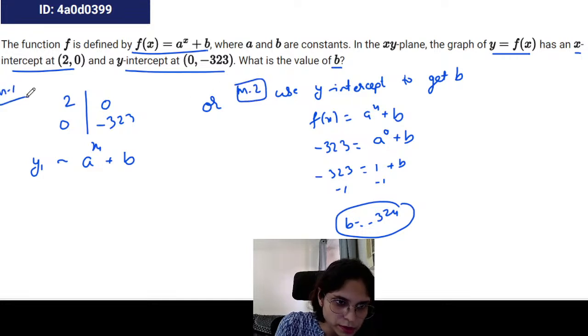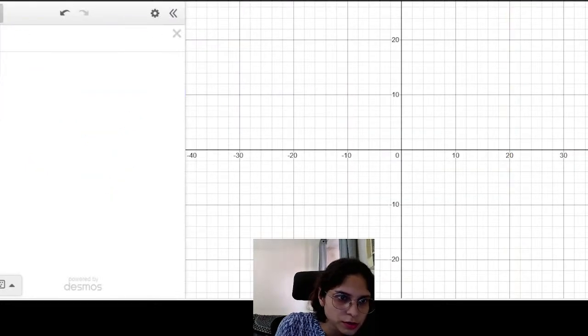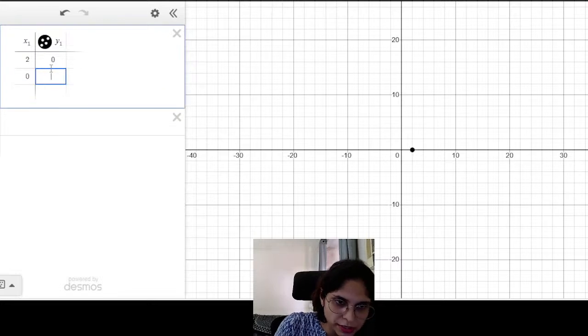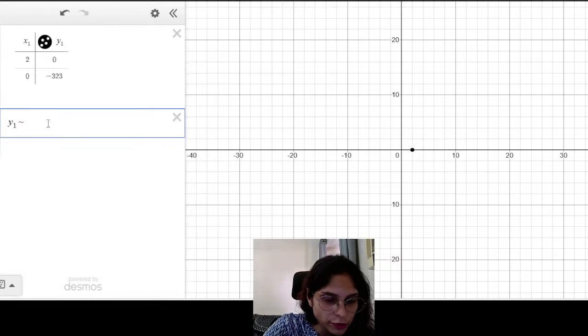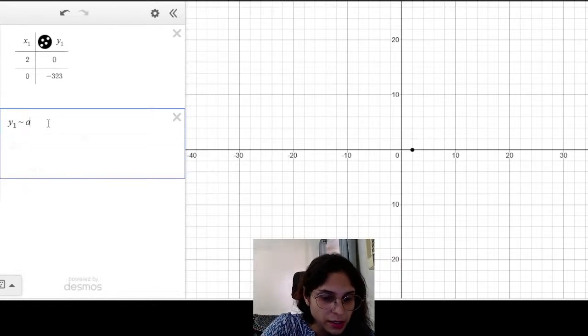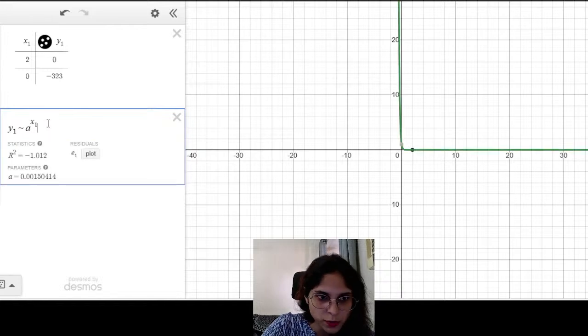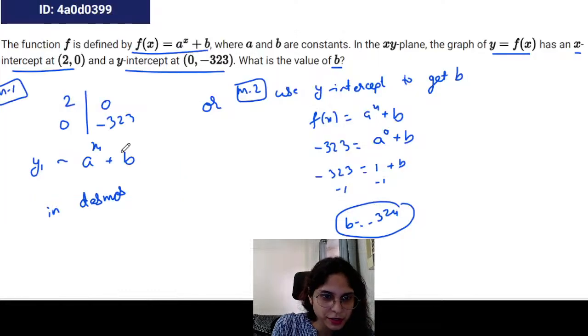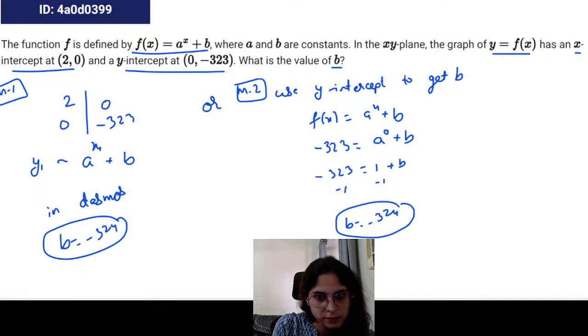This is method 1. This is your table, put in decimals. Because there are two different points given to you, (2, 0) and (0, negative 323), and they've also told you the function is of a different format, here you will not write a times b to the power x, because they've given a to the power x1 plus b. So the value of b is negative 324. From here you can get b is negative 324. Alright?